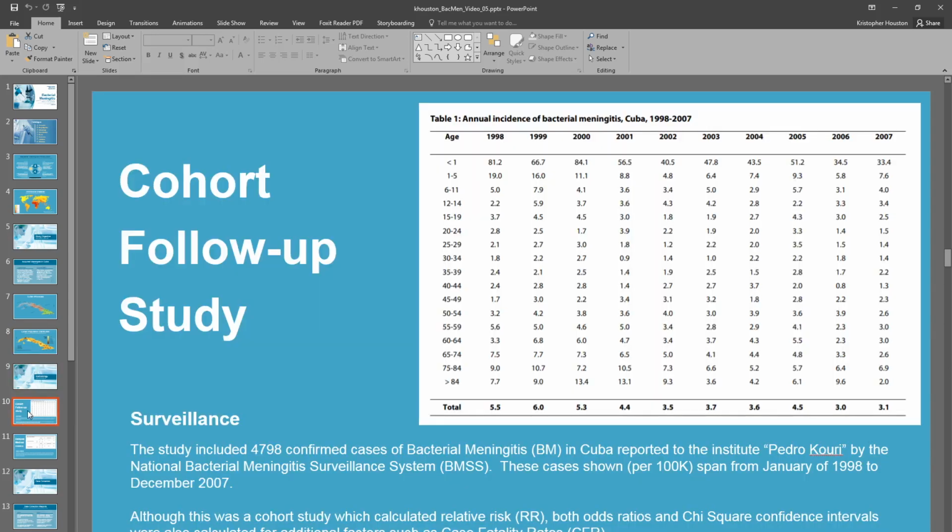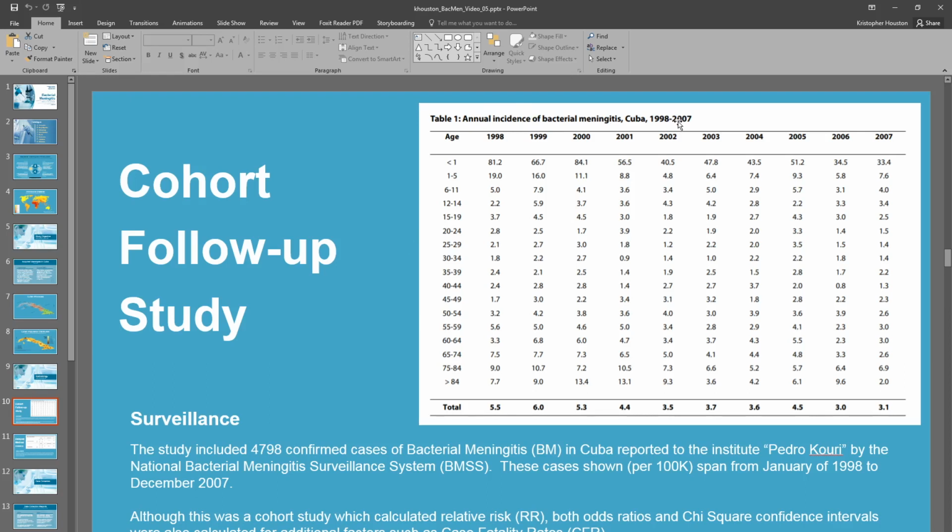So for the methodology, this, as I said before, is a cohort study. It included about 4,000 confirmed cases of bacterial meningitis. This was taken over the course of 10 years, and these cases were reported to the Institute Pedro Kouri by the National Bacterial Meningitis Surveillance System that was created in Cuba. This is all based on the open healthcare system that they started in the 50s. These cases shown up here are per 100,000 people, and they span from January 1998 to December of 2007.